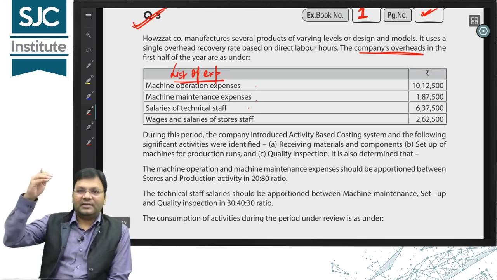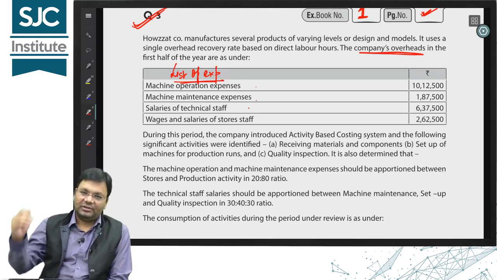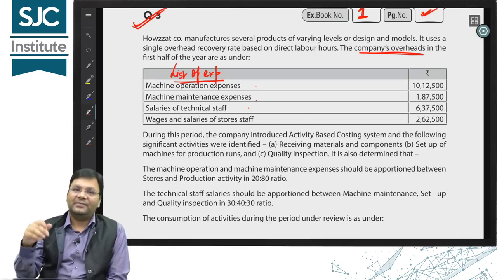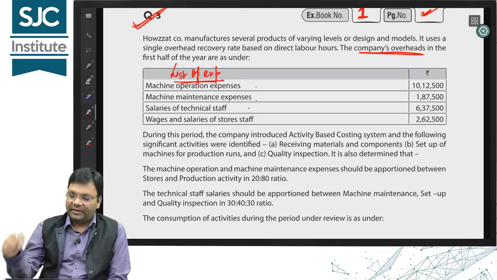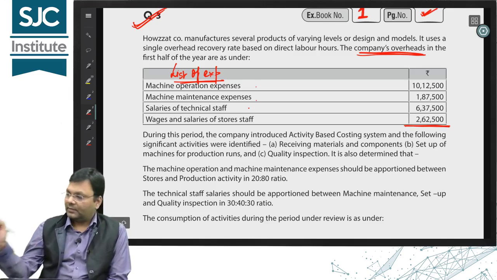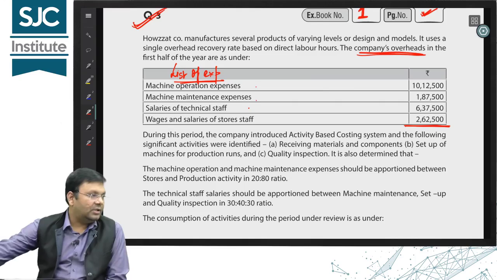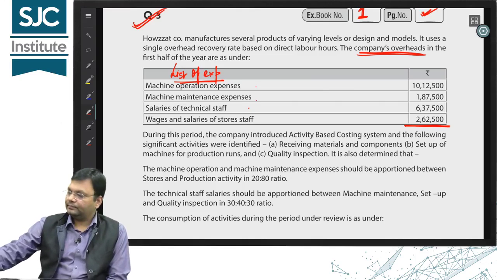You remember my initial concept, where I showed that a company typically has a long list of expenses which we categorize as material, labor, and then overhead. So these are list of overhead items. It's clearly written: company's overheads in the first half are. So if you want, you can take total of all the overheads. Please take the total and tell me the answer.